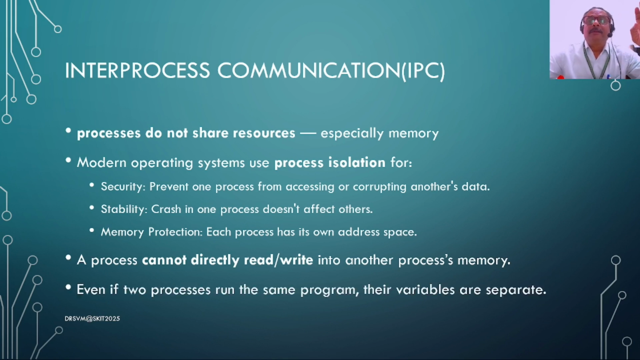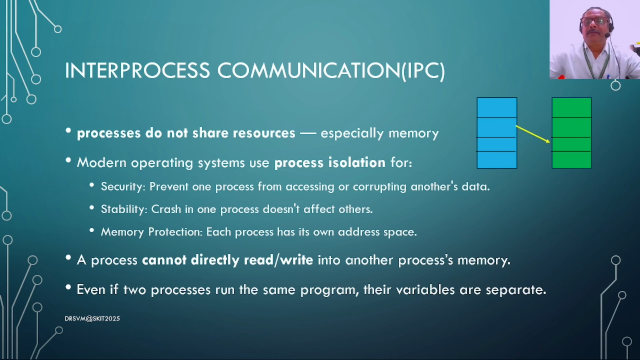So what does that mean? Even if two processes run the same program, their variables are separate. That means if the same program is run two times, then there are two different processes. Each process runs independently, and hence there won't be any connection between them. They are isolated, and there won't be anything common between them. The memory, the program counter, the stack, the heap, everything is separate for each process, and therefore they don't share anything in common.